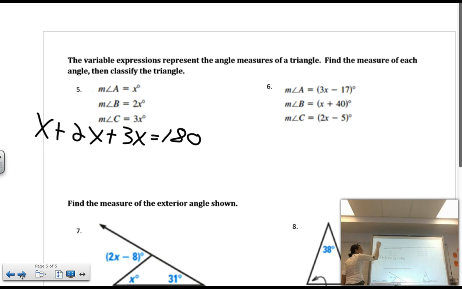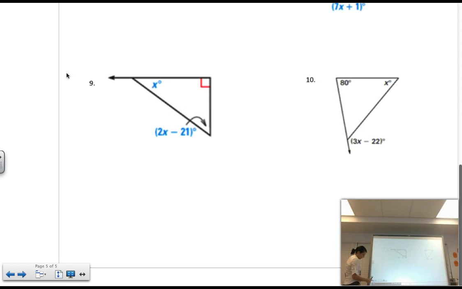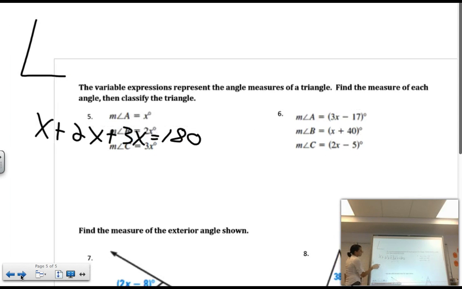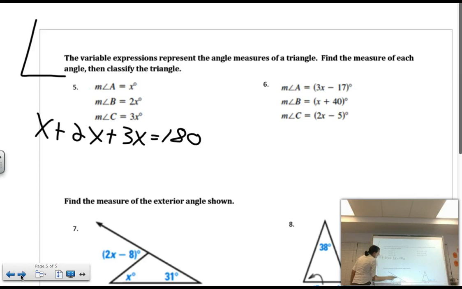Okay, because these are the measures of the triangle, right? So these are the angles of the triangle. Just like we did before, except now I have expressions, I'm going to add them together and set them equal to 180. So what is this simplified to? 6x. 6x equals 180. So what does x equal? 30. Does everybody understand what we just did? Okay, now Kat was like 4 steps ahead of us.